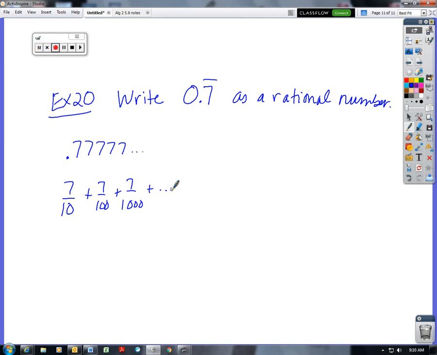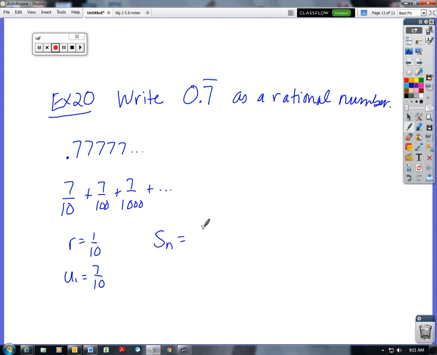Is this a geometric series? Well, what are you going to multiply 7/10 by to get 7/100? 1/10, right? And then if you multiplied 7/100 times 1/10, you'd get 7/1000. So the r is 1/10, and the initial term, u sub 1, is 7/10. And then all we have to do is, because the r is less than 1, we can put it in the sum formula for an infinite series.